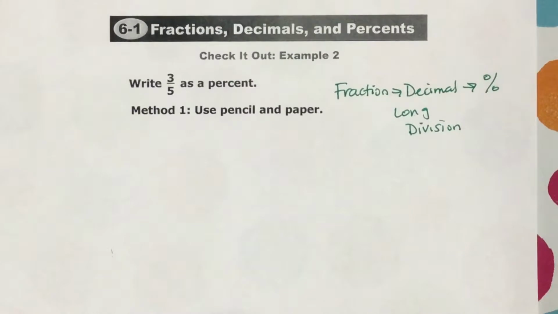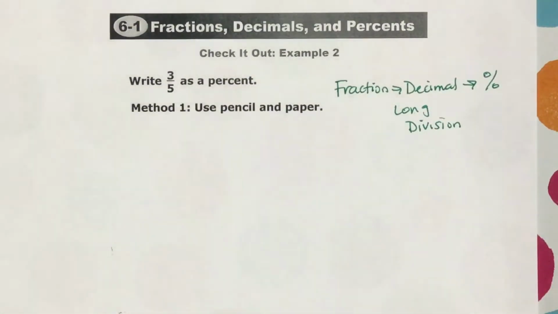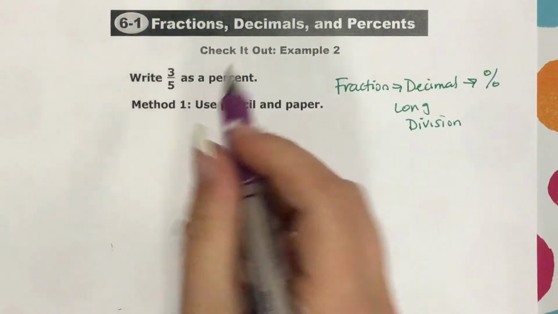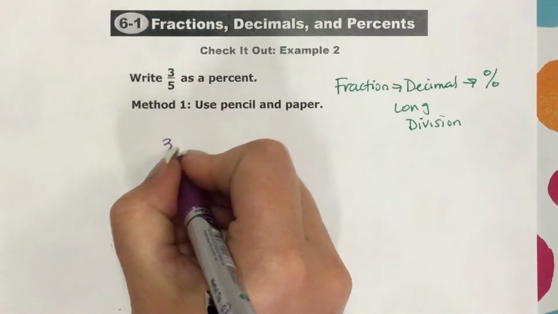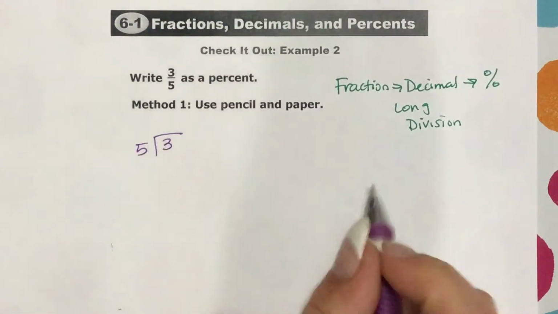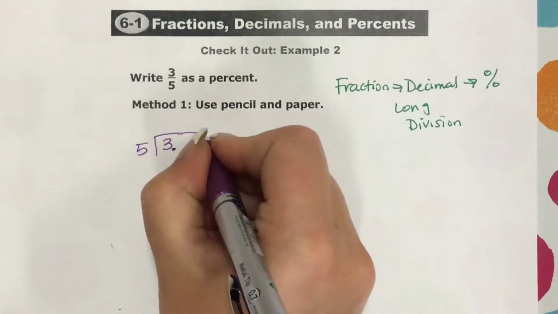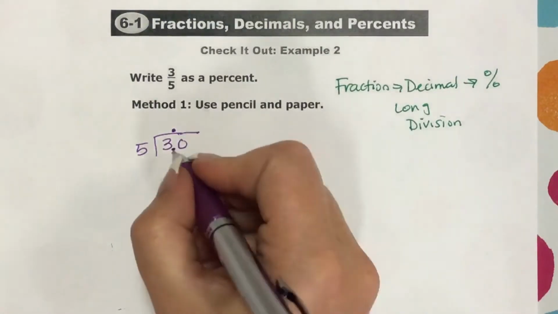Okay, we're back. Let's go ahead and figure out what 3/5 is as a percentage. So to do that, we are going to do the long division. 3 divided by 5. Now, can 5 go into 3? No, it can't. So I'm going to add the decimal and add a 0. And then when I add this decimal, it's going to go on top right there, right above it.